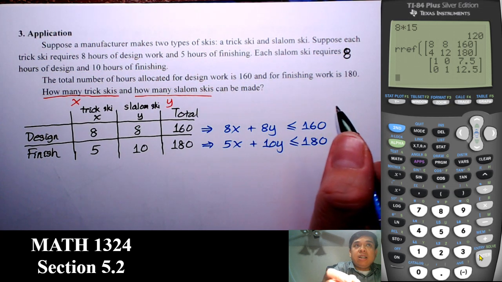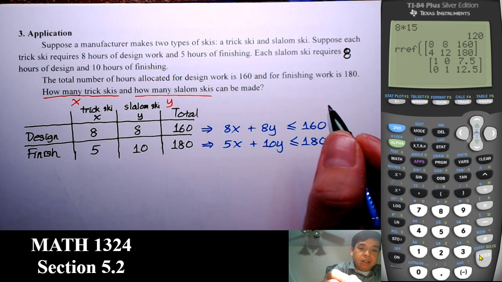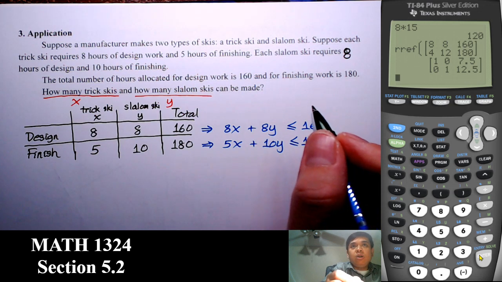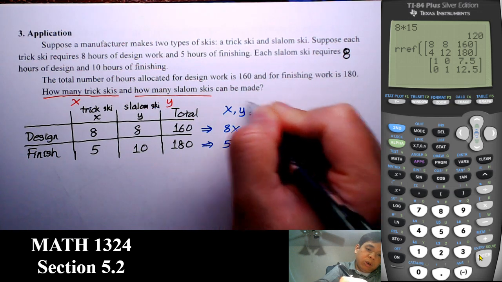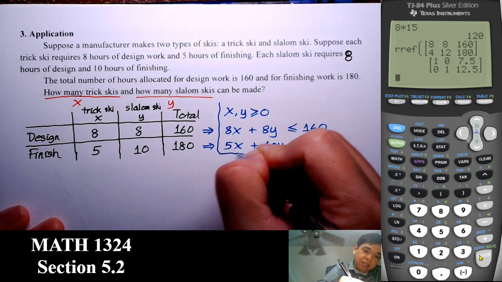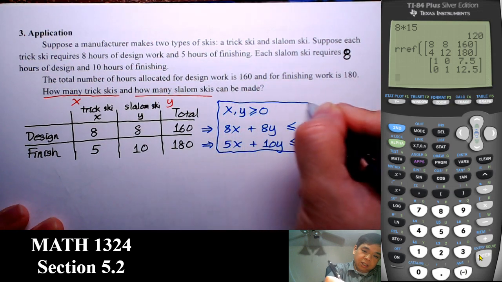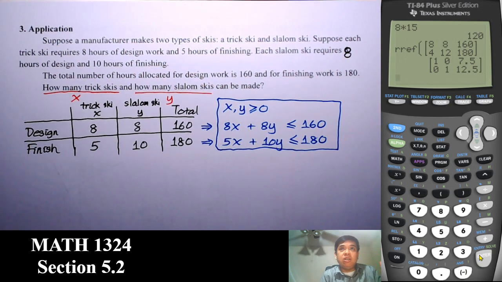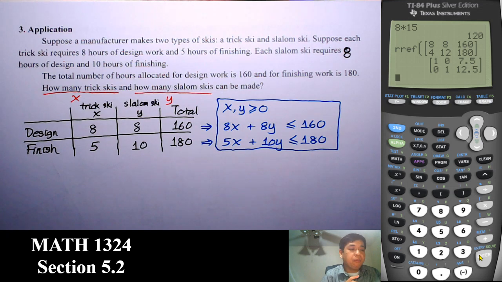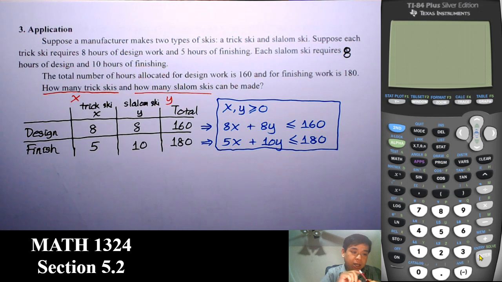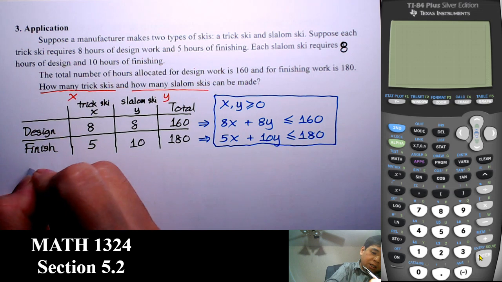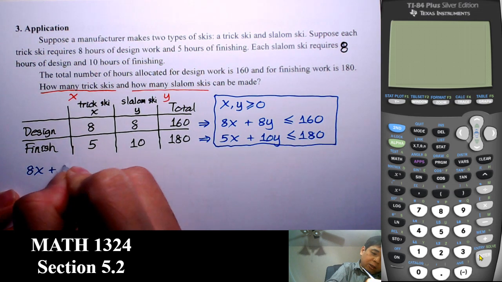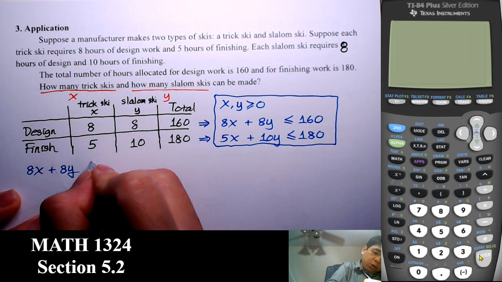And just like any application problem in business, the quantities cannot be negative. So usually we're going to have that in. We translate the word problem into a math problem now. Right, we'll just graph one by one. Let's look at the first graph, 8x plus 8y less than or equal to 160.